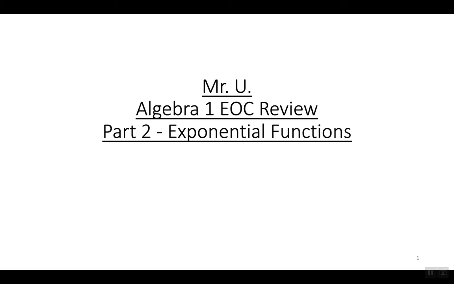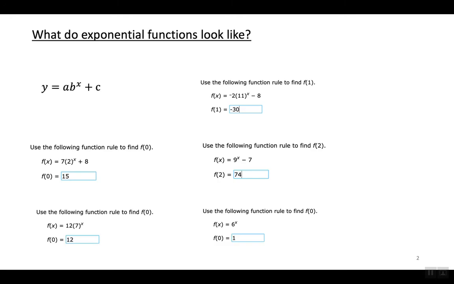Algebra 1 EOC Review Part 2, Exponential Functions. What do exponential functions look like? Exponential functions are written in this form: y equals a b to the x power plus c. The first thing I want to point out is that in an exponential function, the exponent is always a variable. Again, in an exponential function, the exponent is always a variable.